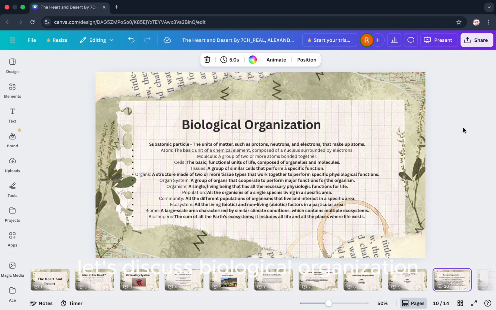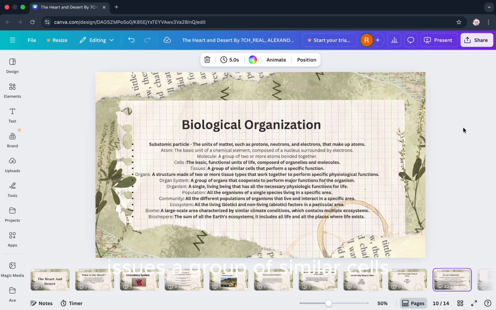Let's discuss biological organization. Subatomic particle, the units of matter such as protons, neutrons, and electrons that make up atoms. Atom, a basic unit of chemical element composed of a nucleus surrounded by electrons. Molecule, a group of two or more atoms bonded together. The cells, the basic functional units of life, composed of organelles and molecules.